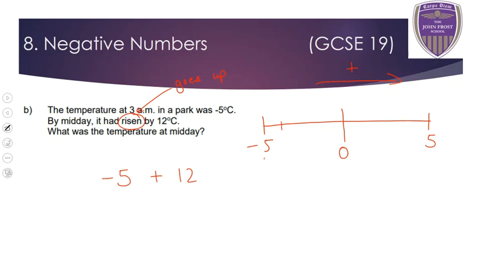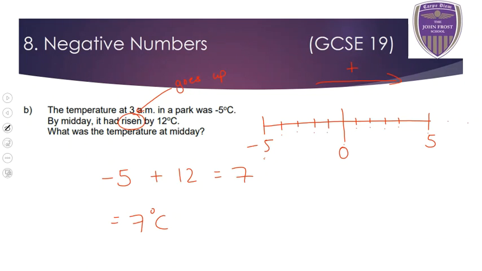So that would be -4, -3, -2, -1, 0. Okay, so that would be 1, 2, 3, 4, 5. So if we have a look, that's 1, 2, 3, 4, 5, 6, 7, 8, 9, 10. And 2 more would obviously be 6 and 7. So the answer is 7. So the temperature at midday was 7 degrees Celsius.